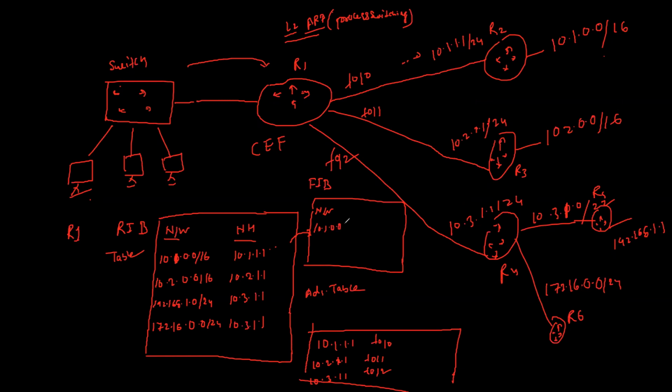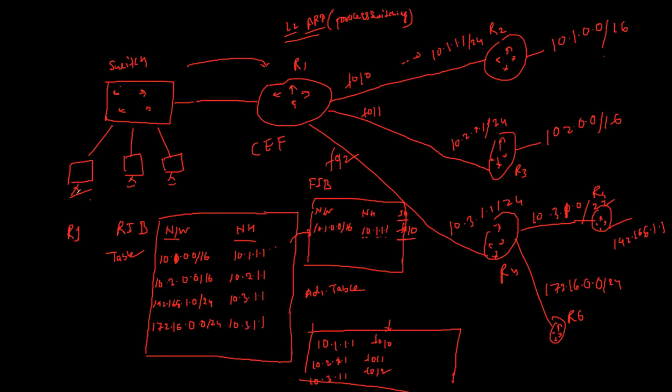10.1.0.0 slash 16, let's say. What is the next hop? Next hop information it is again going to get from the RIB only. So next hop it is going to put 10.1.1.1. And to reach the next hop, what is the interface it should use? That information it gets from here, so it is going to put interface information over here, F0/0. So one more piece of information is here, additional information.